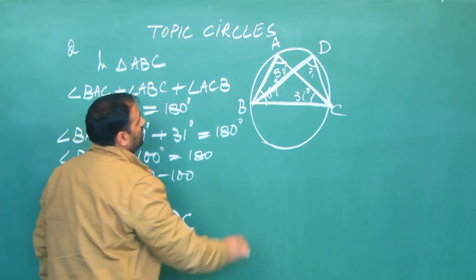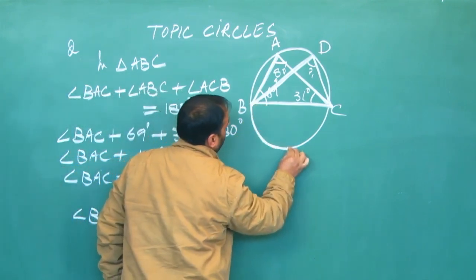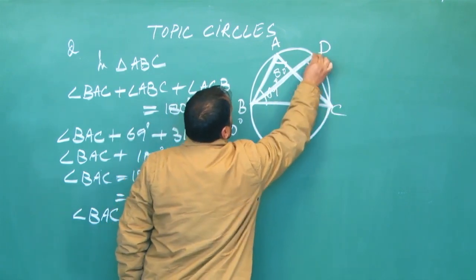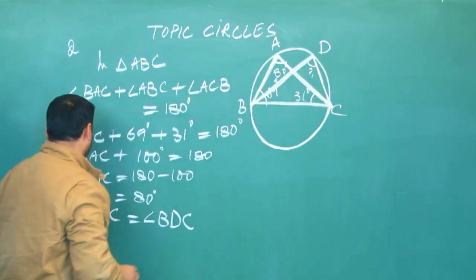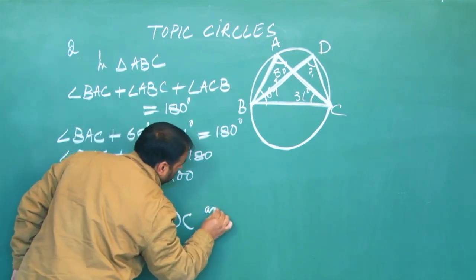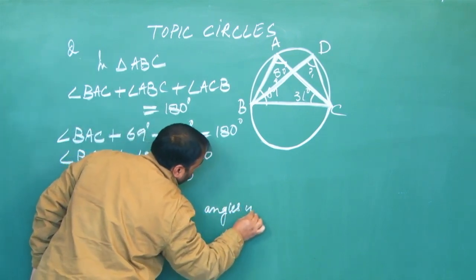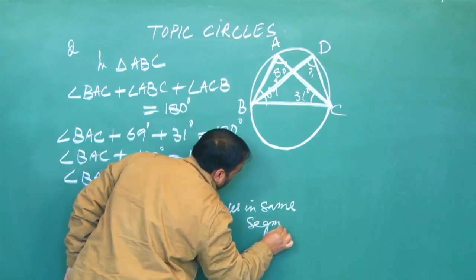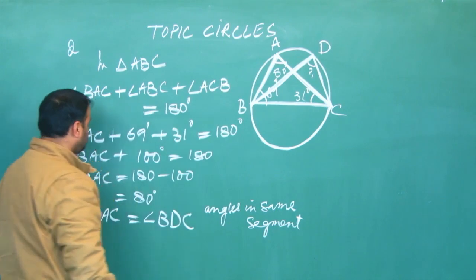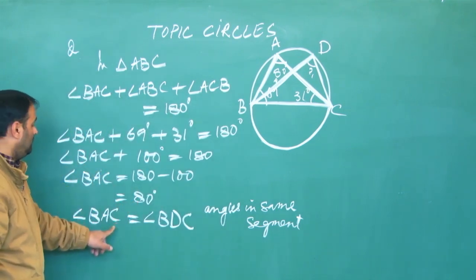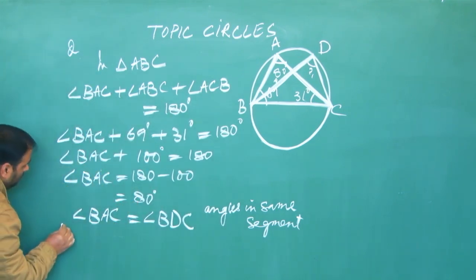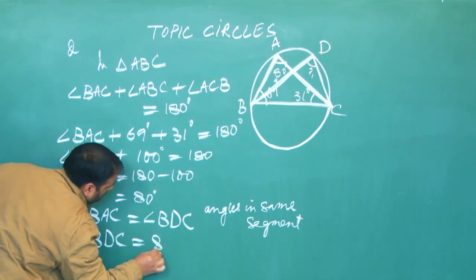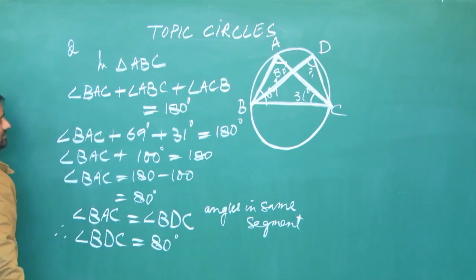As you can see, both angles, BAC and BDC, are made on the same segment BC, angles on the same side. As angle BAC is 80 and angle BAC is equal to BDC, we conclude that the measure of angle BDC is also 80 degrees. And this question is done.